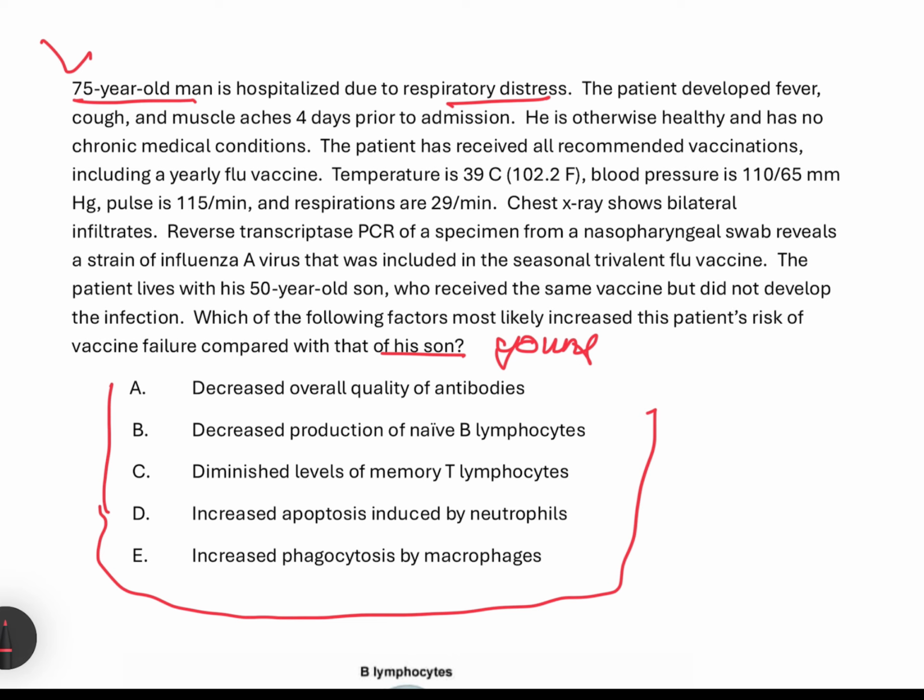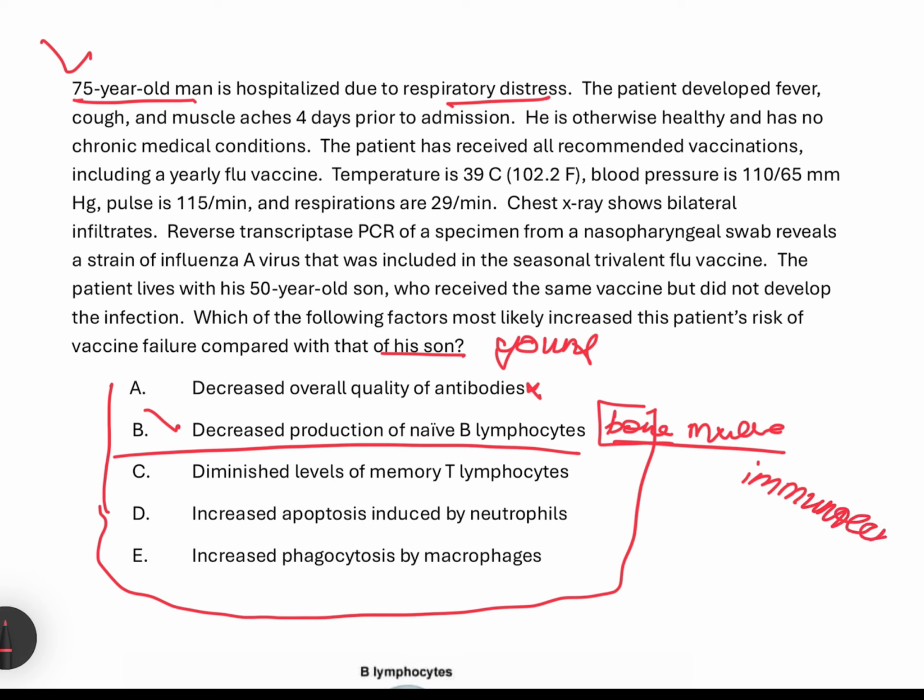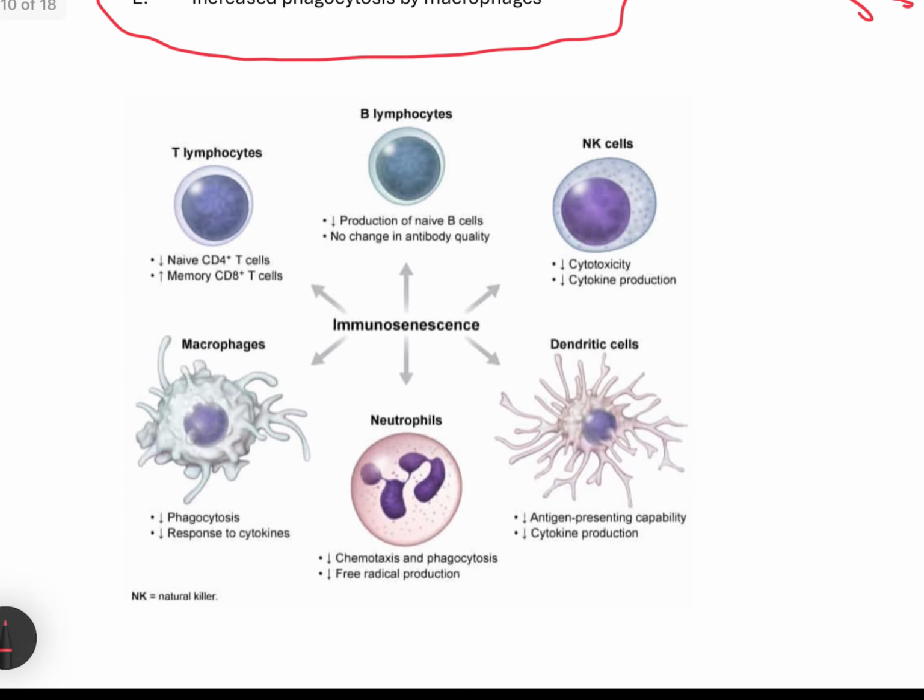If you guys know, it is not that the overall quality of antibodies decreases. There is a decrease in production of naive B lymphocytes, yes, because there will be a decrease in red pulp and a decrease in bone marrow, so there is a decrease in production of B cells. So this condition is also immunosenescence, aging of the immune system, due to which the vaccine is going to fail in old persons as compared to young patients. We also have a diagram; immunosenescence means aging of the immune system.